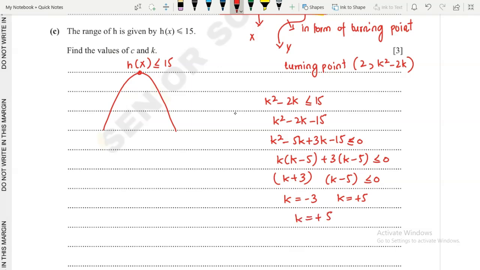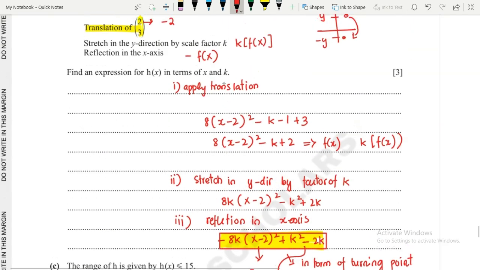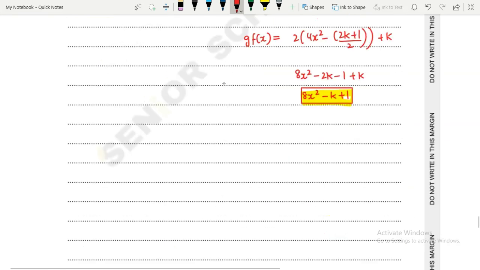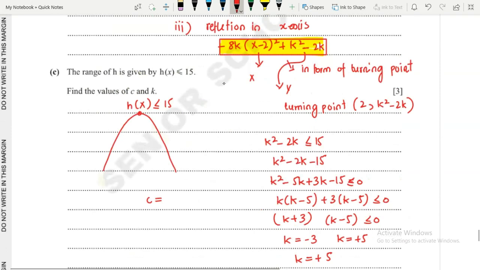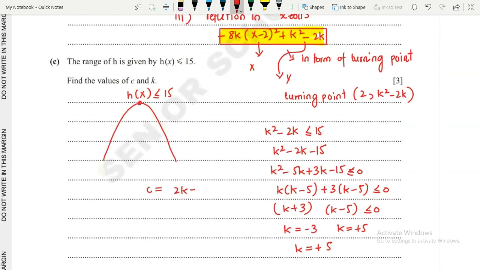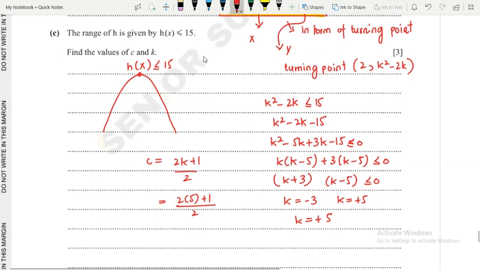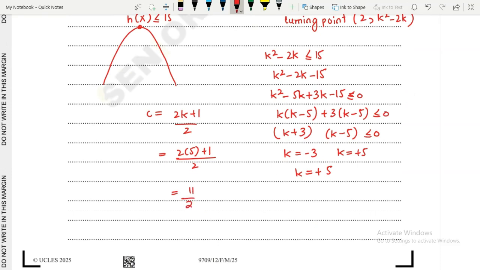And if we just find out the c, let's check the c. So c was, in the previous part, 2k plus 1 over 2. Okay, so c was 2k plus 1 over 2, so it will be 2 into 5 plus 1 divided by 2, so it becomes 11 over 2, or you can simply say 5.5. So k was positive and c will be also positive. So this will be your answer for this question.